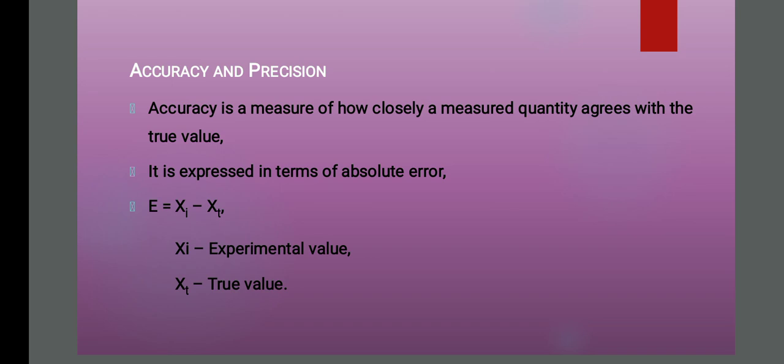So you know the meaning of the particular word accuracy. Accuracy is nothing but accurate. We say it is an accurate value, that is correct value. Is it okay? So how to define accuracy is, it's a measure of how closely a measured quantity agrees with the true value.